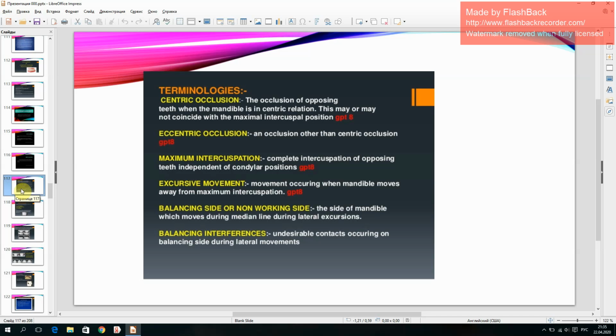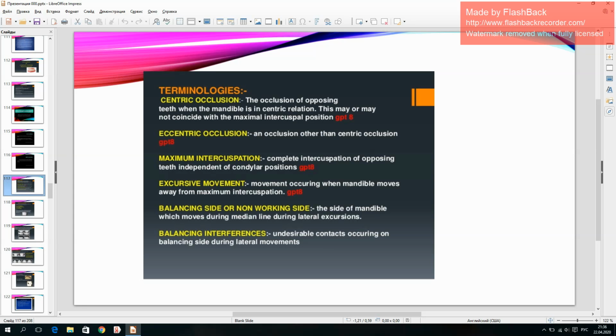Excursive movement: movement occurring when the mandible moves away from maximum intercuspation. Balancing side or non-working side: the side of the mandible which moves toward the midline during lateral excursions. Balancing interferences: undesirable occlusal contacts occurring on the balancing side during lateral movements.